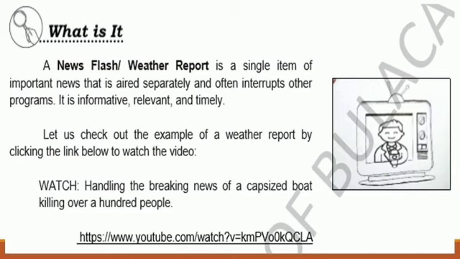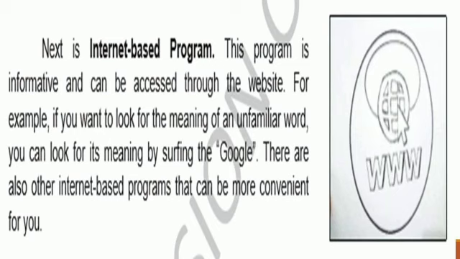Okay, so next we have the internet-based program. This program is informative and can be accessed through the website. For example, if you want to look for the meaning of an unfamiliar word, you can look for its meaning by surfing Google. There are also other internet-based programs that can be more convenient for you. So it's up to you what browser you are using. Okay, so we have Google or Internet Explorer. Others have Mozilla Firefox. So those are examples of internet-based programs. It is a search engine wherein you can view, you can watch programs, or you can search other articles or other reading materials through the internet.